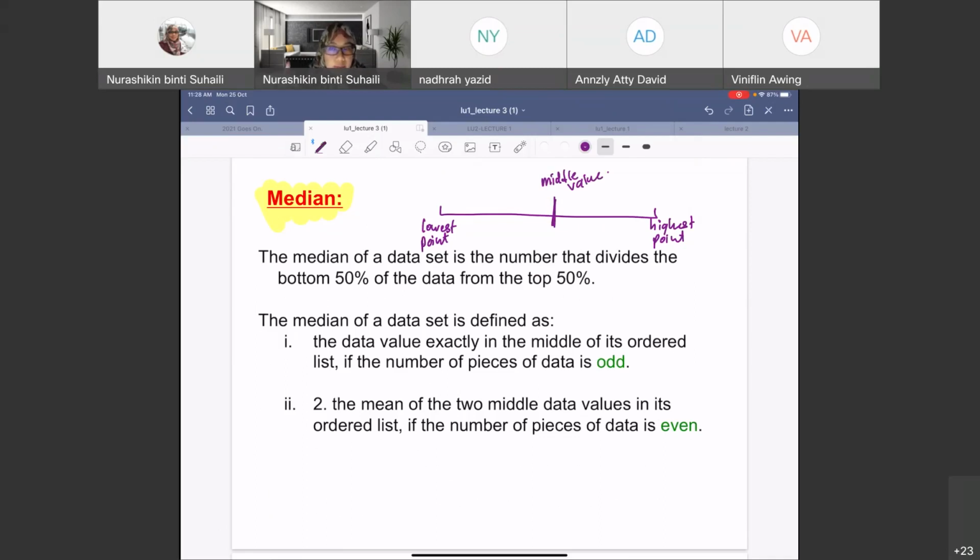That's the prerequisite. You cannot have your data scattered randomly. So in order to know the median value, you first have to arrange your data accordingly from the lowest to the highest, and only then can you identify the middle value. The middle value means that here, this is 50% of the data. So that's what it means, like the bottom 50% and the top 50%.